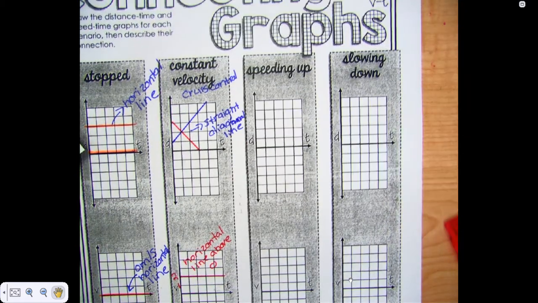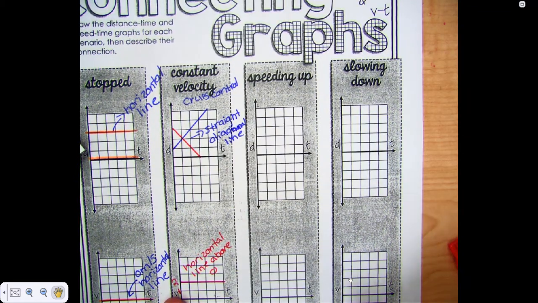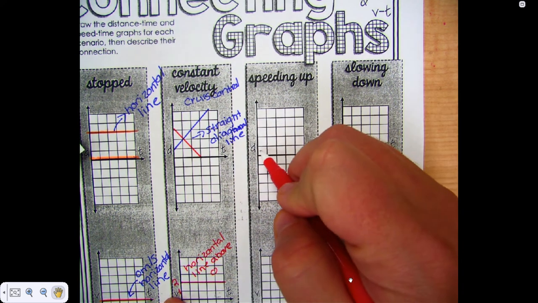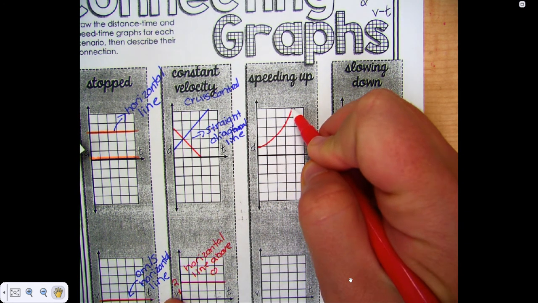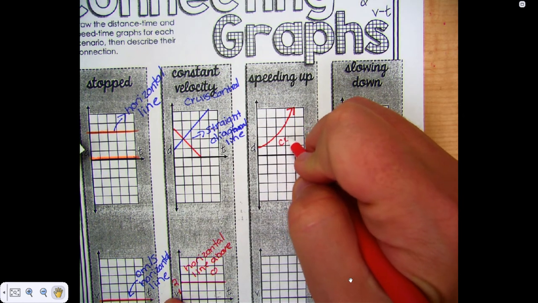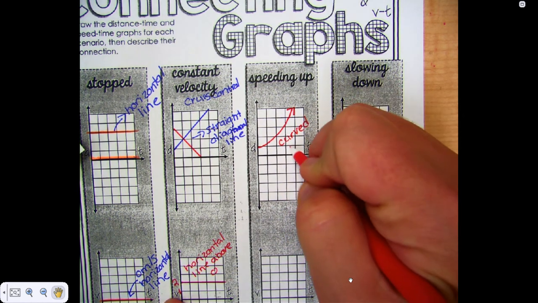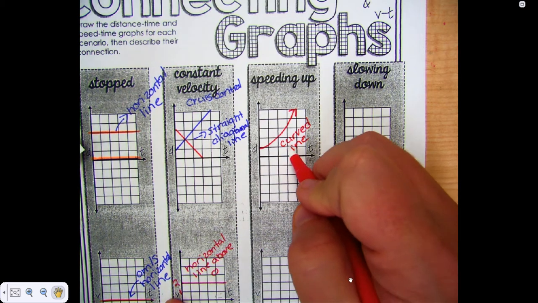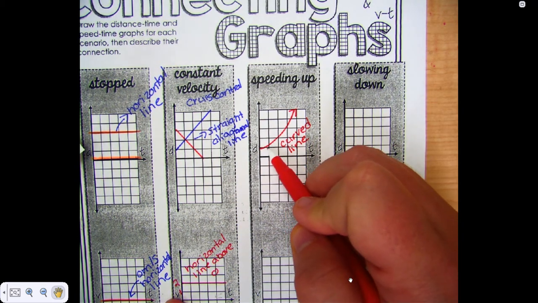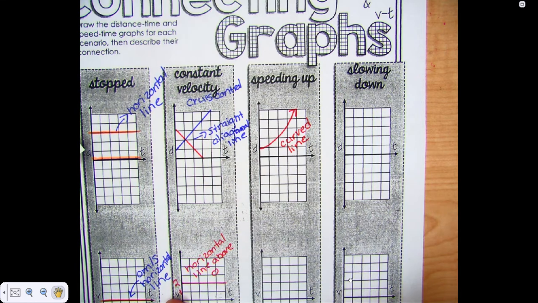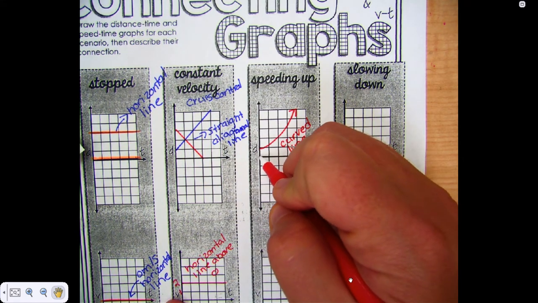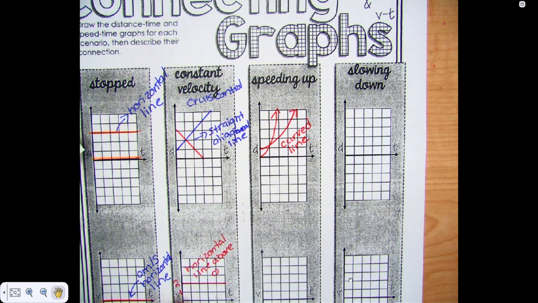All right, let's talk about speeding up. When we look at a distance time graph, speeding up means I have a curved line. So speeding up, curved line. And that curved line is going to increase its slope. Okay, could also draw it like this. Either way, curved lines.